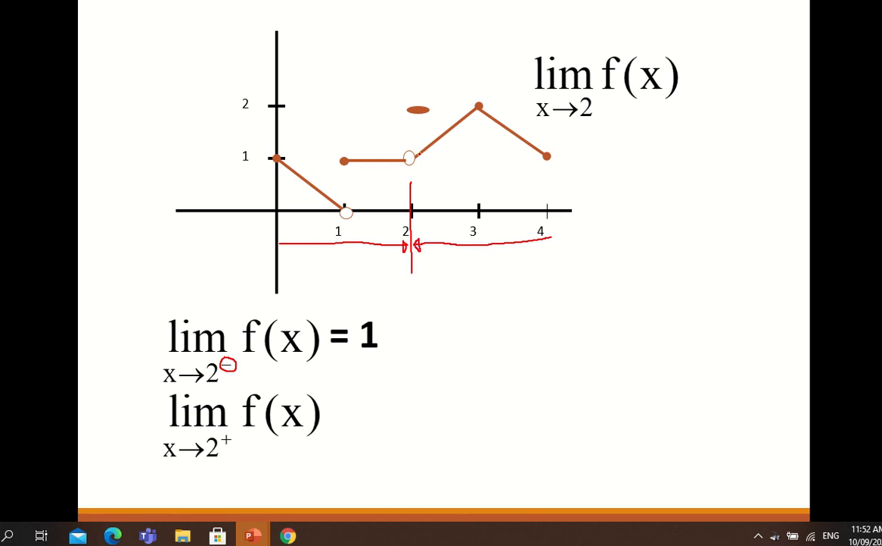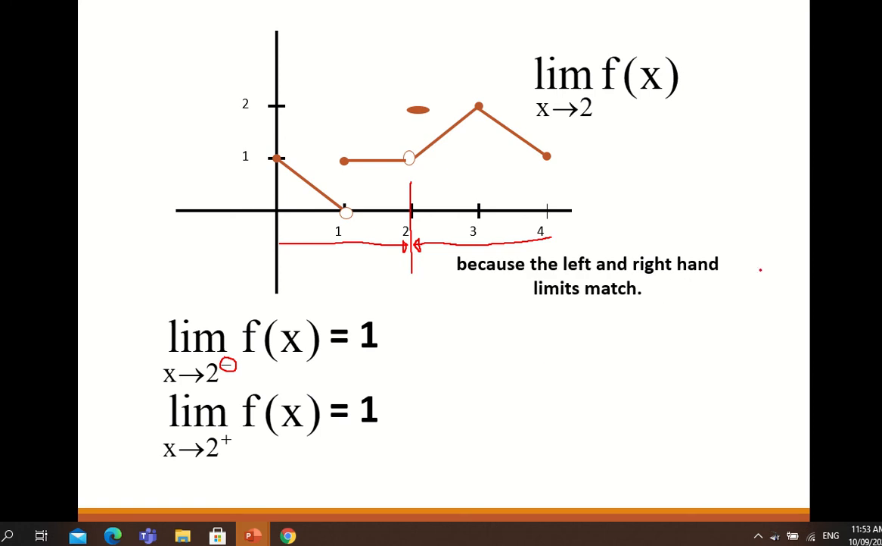Okay, so now what is the value of L here? What is the limit? So again, this is 1. So we can say that this is also equal to 1. You see here that the limit of the function from the left and the limit of the function from the right both exist, and they are equal to 1. So the values match.